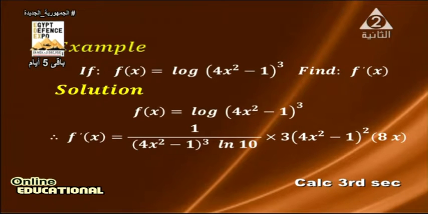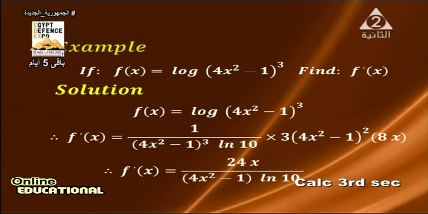The derivative of the bracket (4x power 2 minus 1) all power 3 is 3 multiply the bracket (4x power 2 minus 1) all to the power 2. Multiply the derivative of the function inside the bracket. The function inside the bracket 4x power 2 minus 1, the derivative of this function is 8x. Then f dash x equals 24x all over (4x power 2 minus 1) multiply ln 10. Another example.